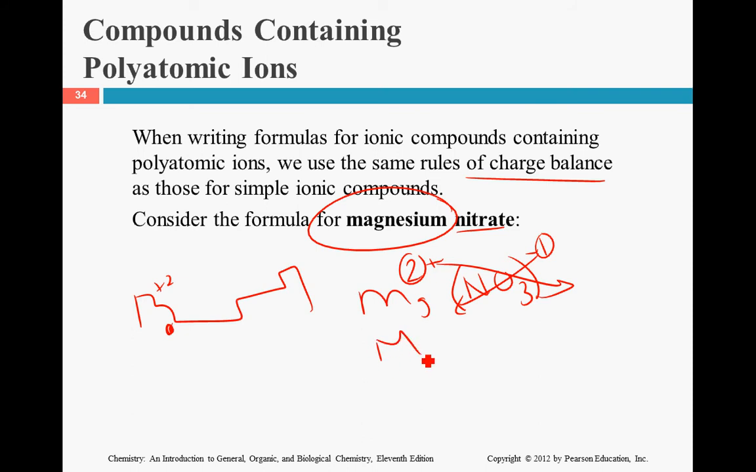So Mg1, but we're going to skip the 1 for now. The NO3, keep that in parentheses, 2. We want to keep the parentheses there because that's saying that we have 2 groups of these. If we didn't have the parentheses, we would just be focused on the oxygen. But because of the parentheses, we have the nitrogen as well.